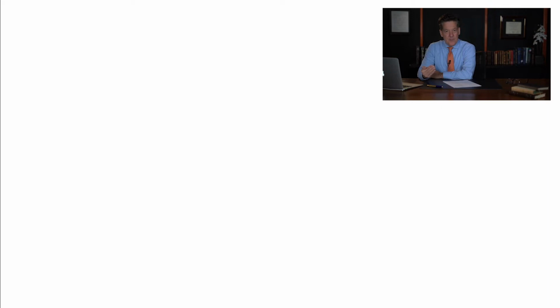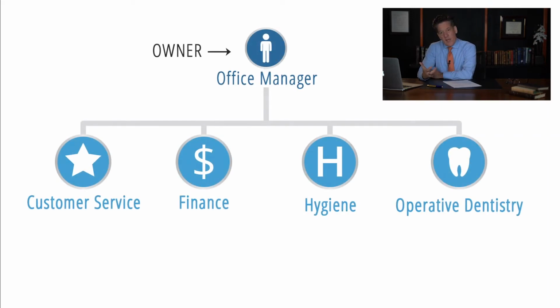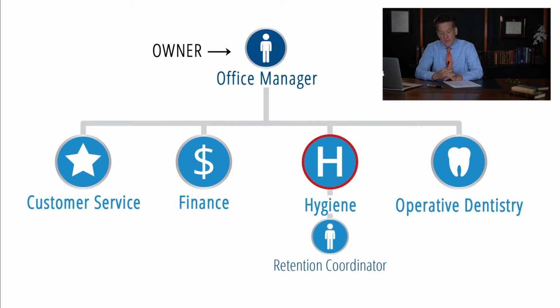So the first step to handle a hygiene department, if we go back to the structure and you look at this diagram, you'll remember we have an office manager, a department of customer service, a finance department, a department of hygiene, and a department of operative dentistry. The department of hygiene has a red circle around it, and it draws a line over to somebody in charge called a retention coordinator or a hygiene coordinator. If you give those duties to an office manager, an assistant, or the dental hygienist, the program will fail.